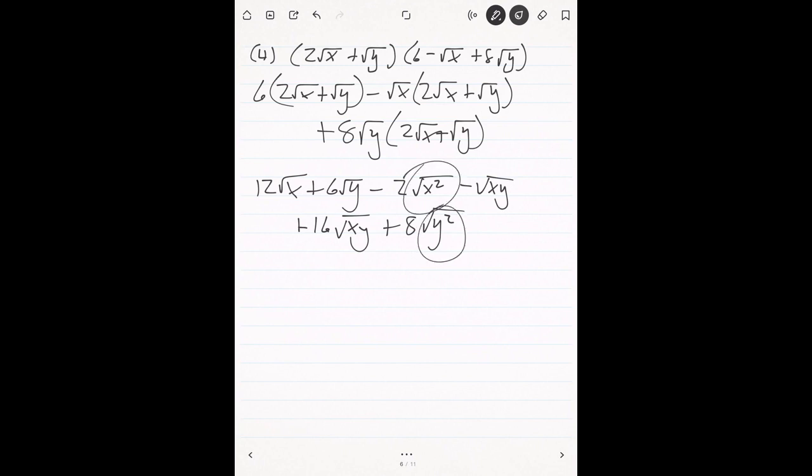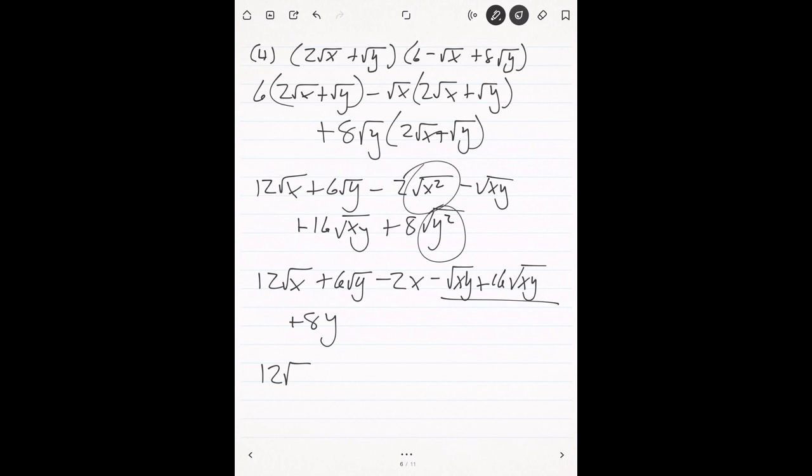Then you'd have to simplify anything that can be simplified. Looks like this and this can break down. So you get a 12 root x plus 6 root y minus 2, well that's just x, minus root xy plus 16 root xy plus 8, well that just simplifies to a y, the square root of y squared. And then you've got to find any like radicals to combine. Well, these are like, so I guess I could combine those. We have 12 root x plus 6 root y minus 2x plus 15 root xy plus 8y.